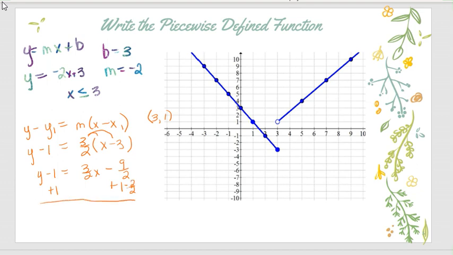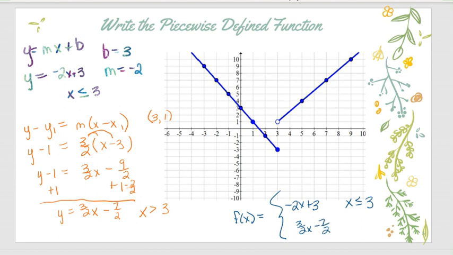So then my final equation for this part would be y equals 3 over 2 x, then we have negative 9 plus 2 is negative 7 over 2. So that would be the second equation, and that's for all the x values greater than 3. So I've got my two equations now, so I can write this as a piecewise function. I'm going to say f of x equals, and I'm going to write this top function for the left side. So negative 2x plus 3, and that's going to be when x is less than or equal to 3. And then I'm going to take this other equation, 3 over 2 x minus 7 over 2, and that's going to be for all the values when x is greater than 3.